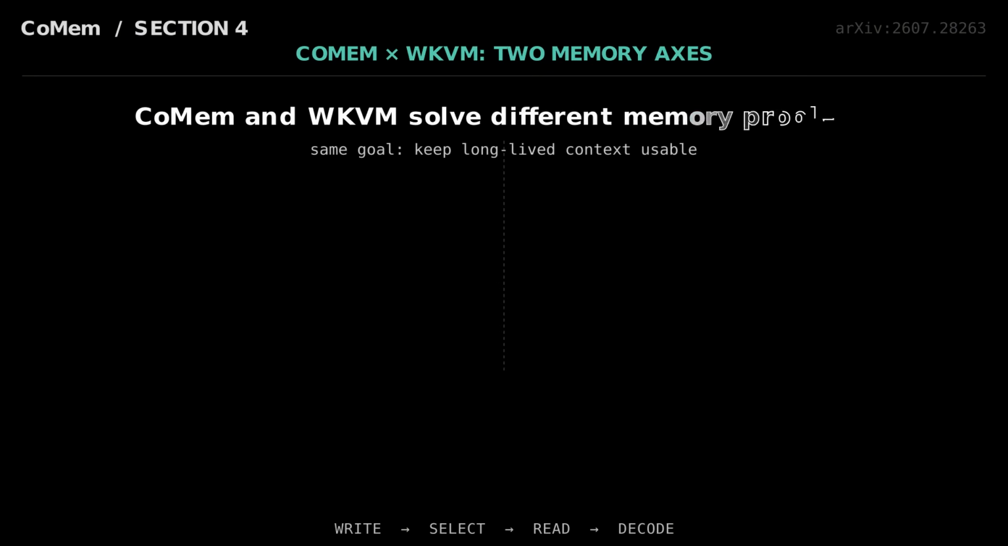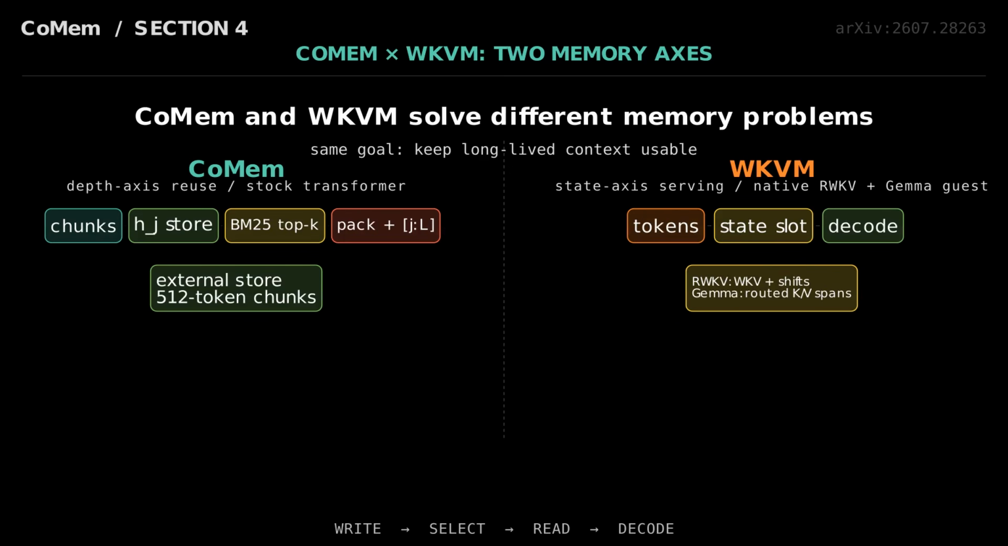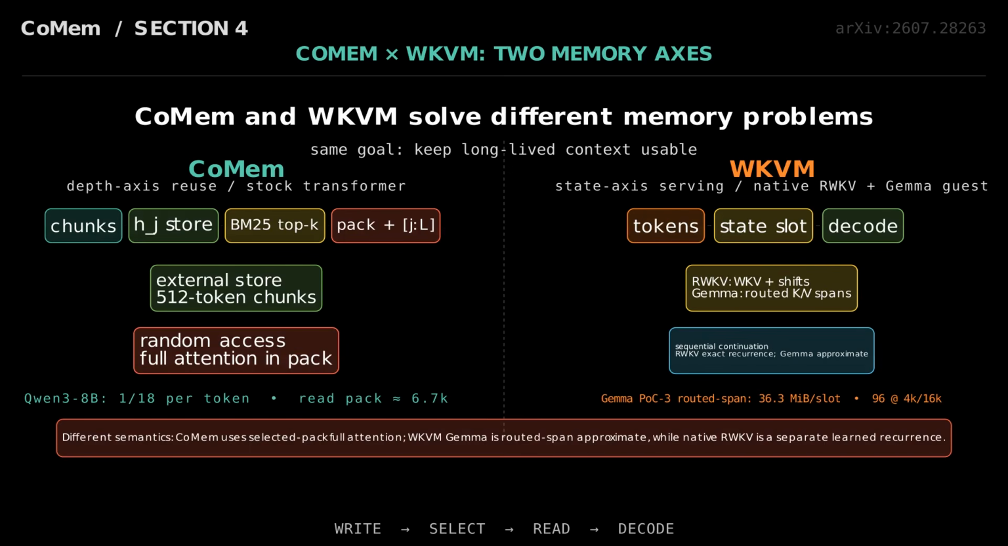Keep the claims separate. CoMem is depth axis reuse for a stock decoder. It stores one mid-layer residual per 512 token chunk, jumps to relevant chunks with BM25, and recomputes the upper band with full attention. RWKV's native path carries a learned recurrent state slot forward. It is sequential, not random access retrieval.